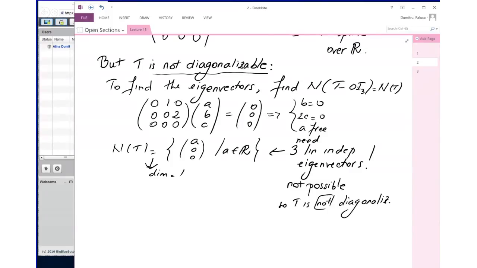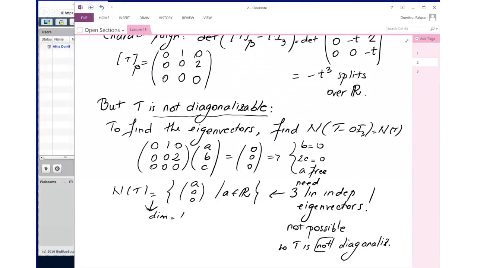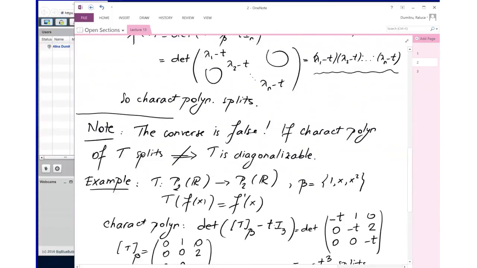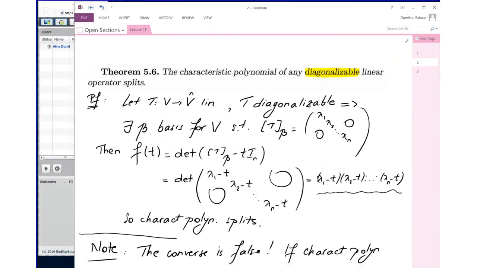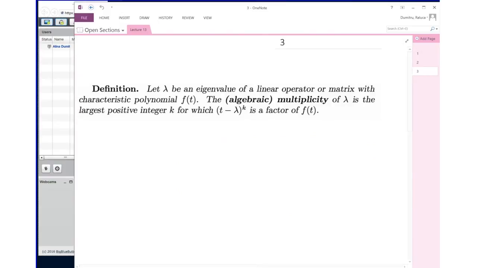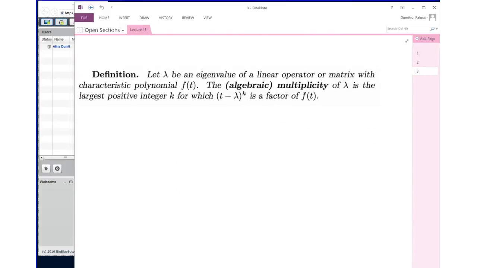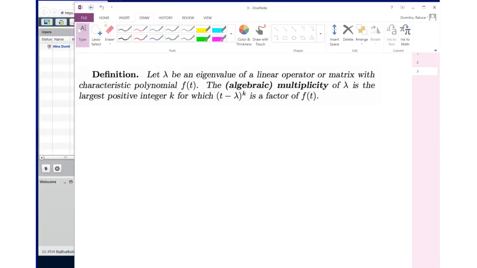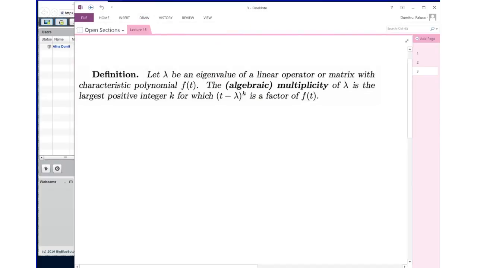Okay, so let's keep on going then. So we went over that idea of the eigenvalues being distinct. That implied diagonalizability, but not backwards. Now, the characteristic polynomial splits. If it is diagonalizable, then it must split, but not backwards. Keep going. We get back to that notion, the multiplicity of the eigenvalue, or also called the algebraic multiplicity of an eigenvalue. The algebraic multiplicity of lambda is that k, the largest k, for which t minus lambda to the k is a factor of the characteristic polynomial.